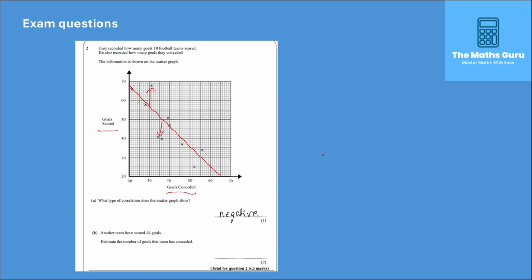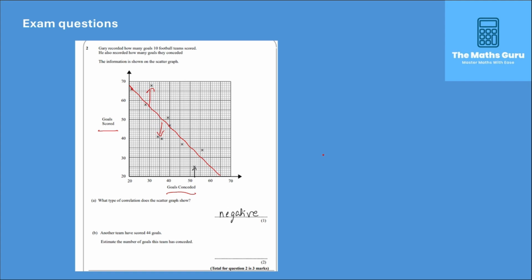And if you're conceding more goals, like a relegation team, then you would concede more and score less. Which, if you look at points on the graph here, say like someone who conceded 52 goals, they only scored 25. Whereas a team up here, they scored 66 goals but only conceded 21. Hence, that shows a negative correlation, that as one increases, one decreases. And that's all the scatter graph is trying to show.